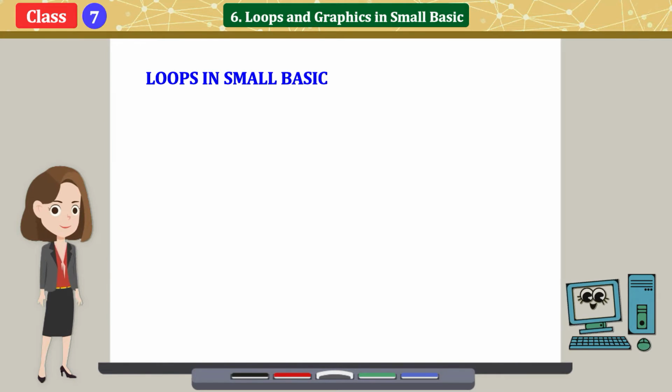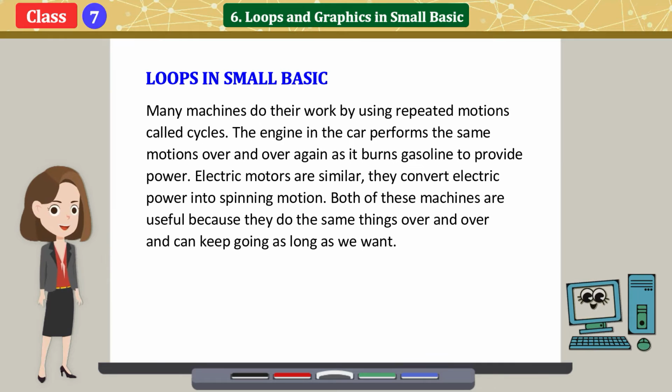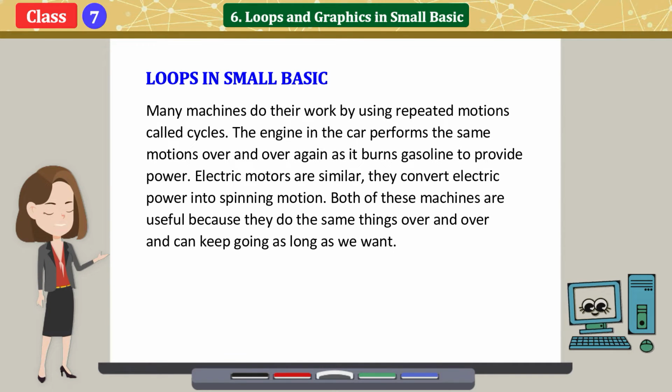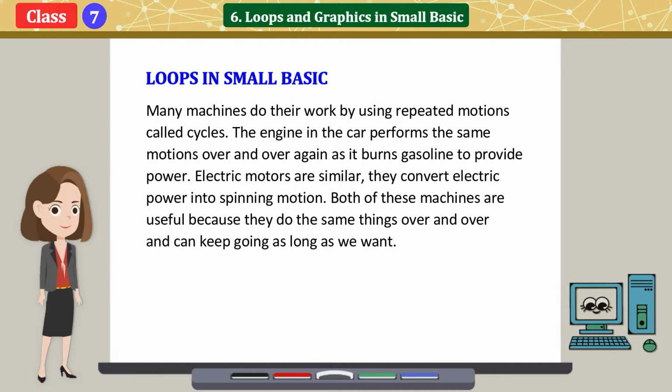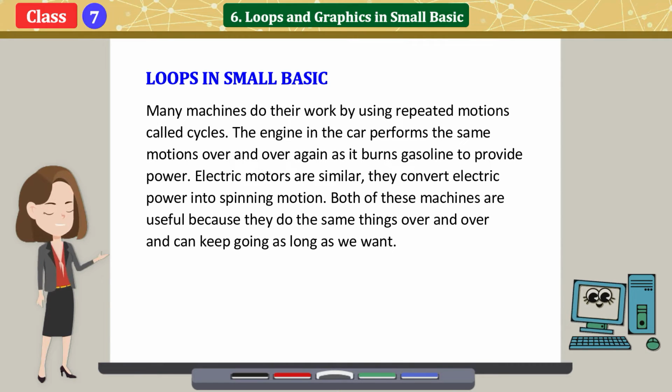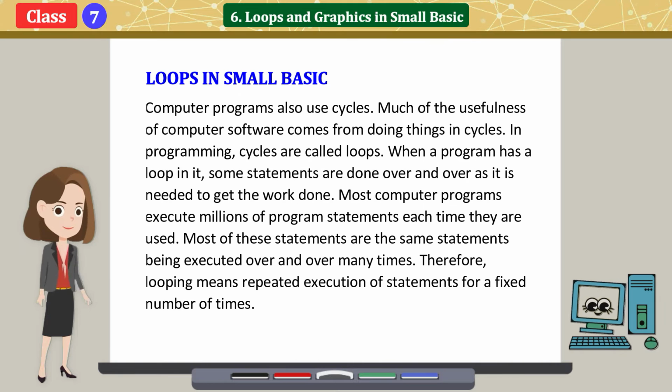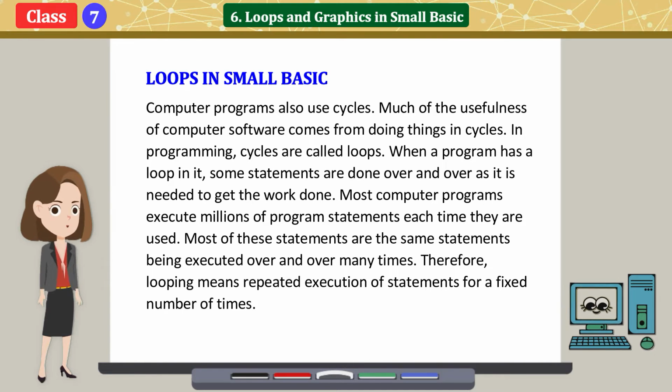Loops in Small Basic. Many machines do their work by using repeated motions called cycles. The engine in a car performs the same motions over and over again as it burns gasoline to provide power. Electric motors are similar. They convert electric power into spinning motion. Both of these machines are useful because they do the same things over and can keep going as long as we want. Computer programs also use cycles.